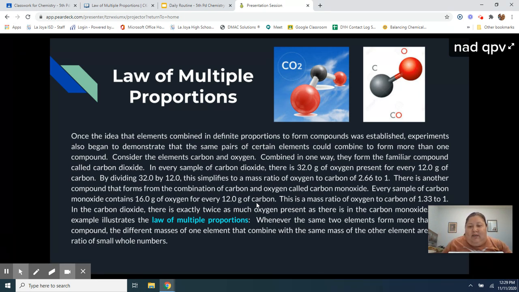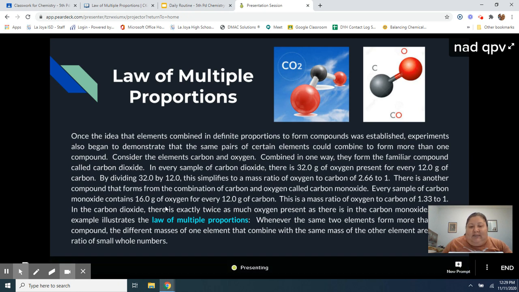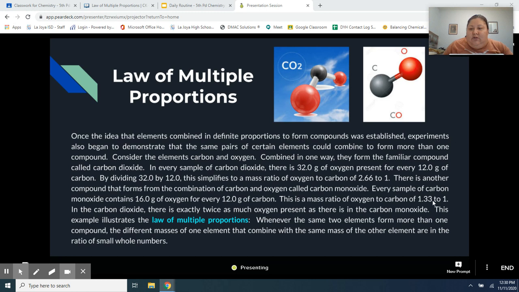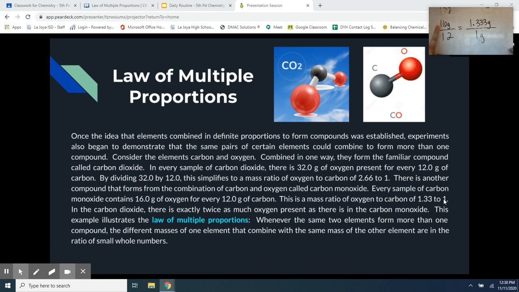Okay. If we were to divide 16 by 12, there would be a mass ratio of oxygen to carbon of 1.333 to 1. Okay? And I have that here. If you divide 16 by 12, you'll get 1.333 for every 1 gram of carbon. Okay? Good. We understand those numbers that they're talking about.